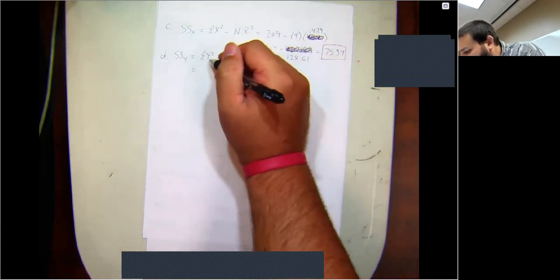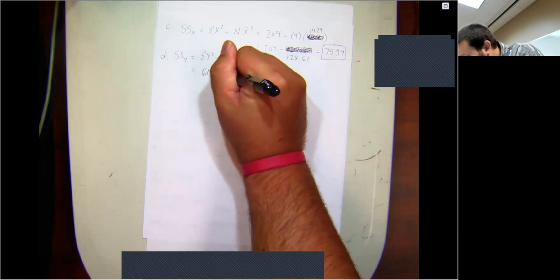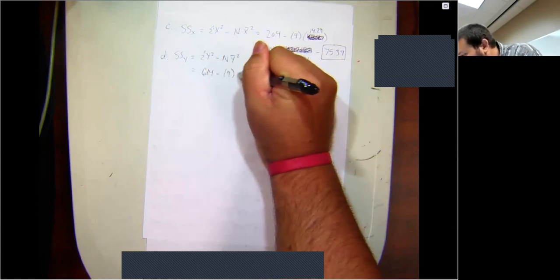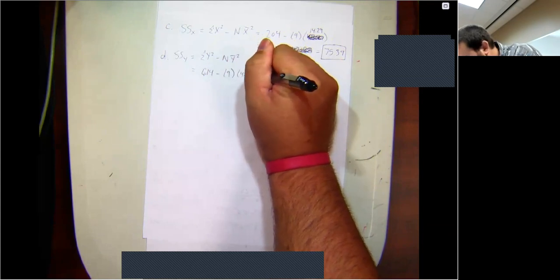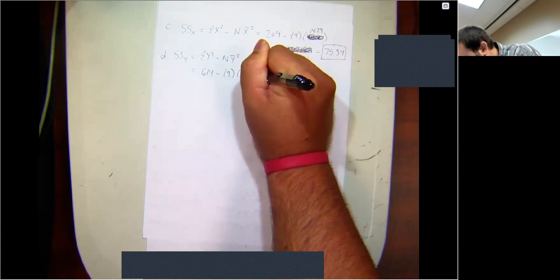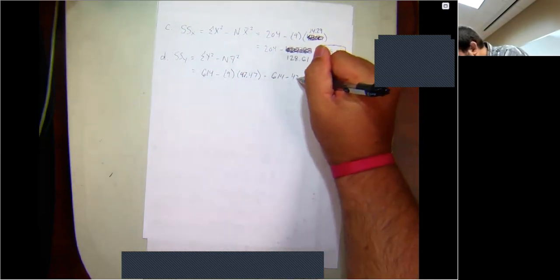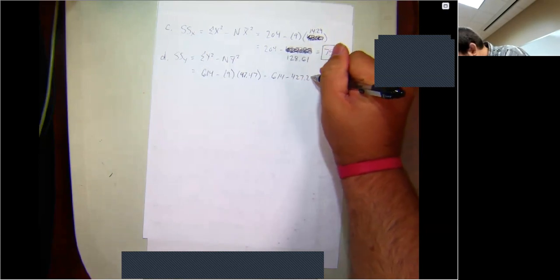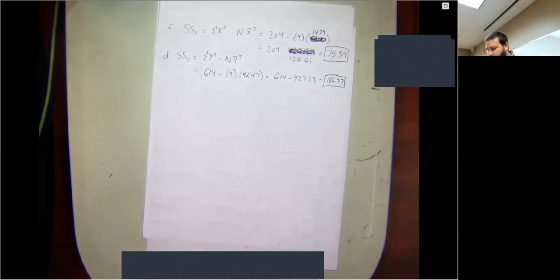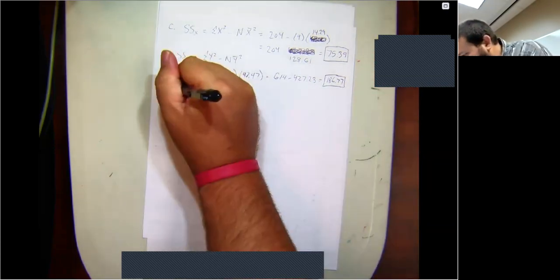But sum of y squared is 614. N is 9, and y bar squared is 47.47. That's 614 minus 9 times 47.47 is 427.23. And that gives us an SSY total of 186.77. So positive, again, good. Now E, calculate SP.